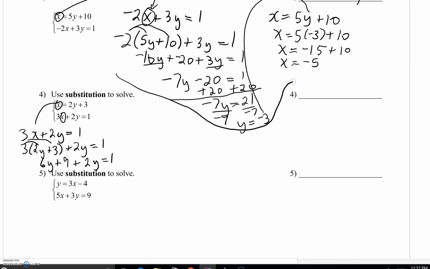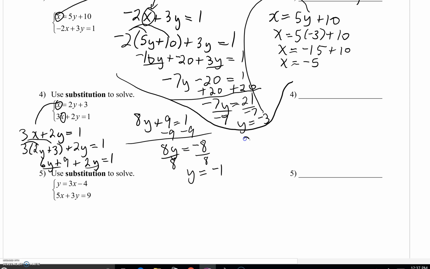Notice again that we want to combine like terms. That's such a critical step. 6y plus 2y add up to 8y. So I have 8y plus 9 equals 1. I'm going to subtract a 9 from both sides, so I can arrive at 8y equals -8. Then I can divide by 8 to arrive at y equals -1.